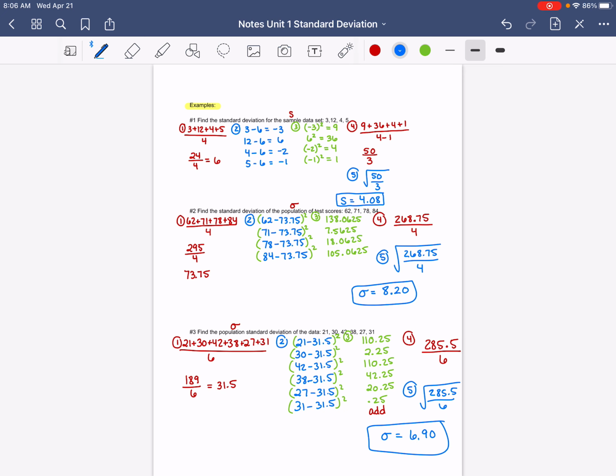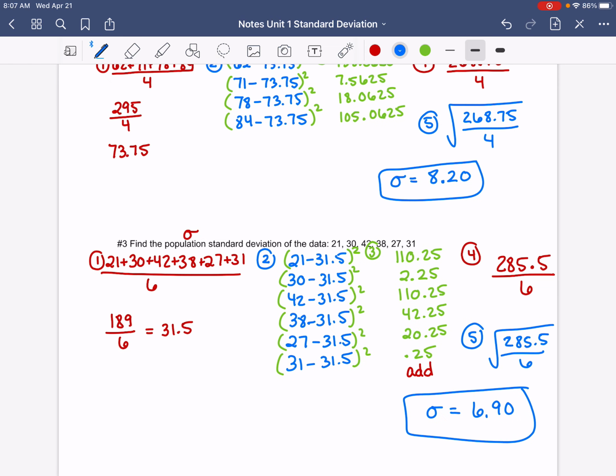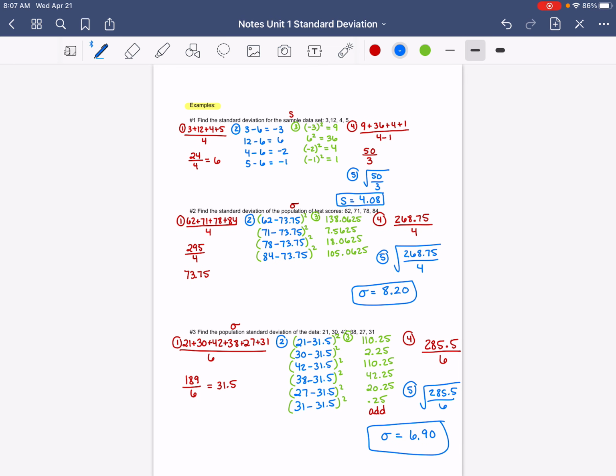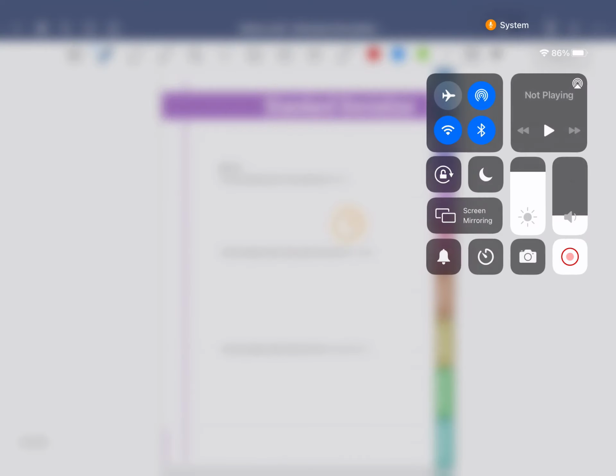So it's just kind of a lot of tedious work. Nothing's super hard. You're just subtracting, square, add, divide, square root, and you basically use your calculator for most of it, but it just becomes tedious depending on how many pieces of data there are. So these notes go on slide 6 and 7, and then the homework is a Google form.